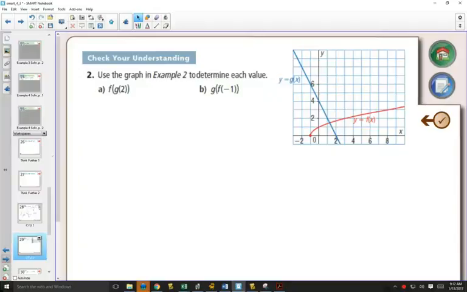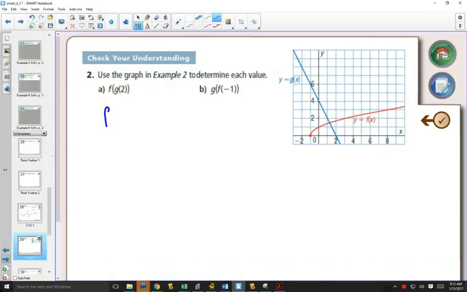So in our first question, we had tables. And from our tables, we could tell what happened. When you plugged an x value in, what was the y value? Now we have graphs, but the idea is the same. We work from the inside out.